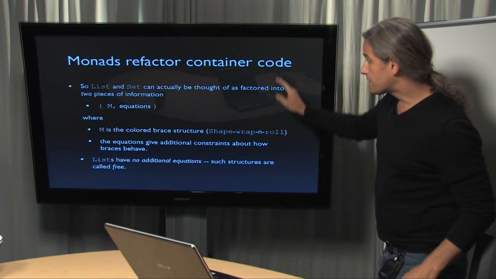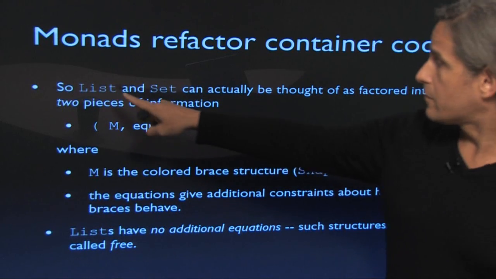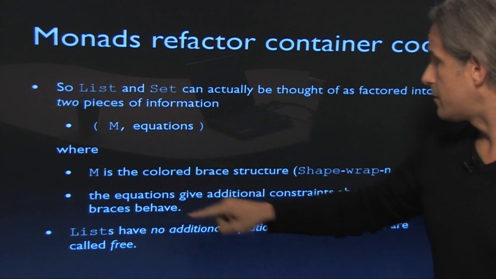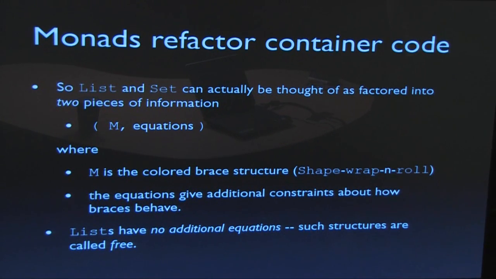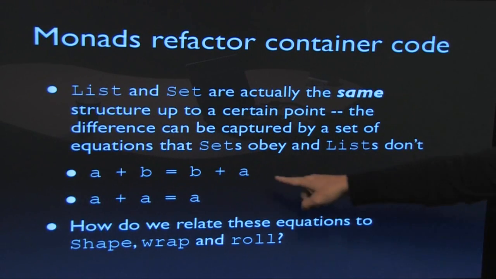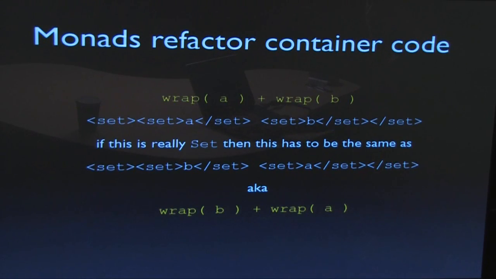Okay? So that's essentially all we've said, is that we factor code for list and code for set in terms of two pieces. One is this shape, wrap, and roll stuff. And the other is some equations. What equations? Well, again, equations like these, which are going to be true of some containers and not of others.